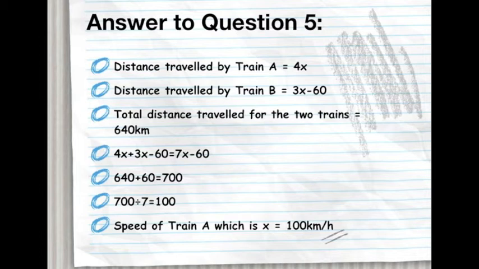640 plus 60 equals 700, as the 60 is transferred over to the equation's other side. So 700 divided by 7 equals 100, as we need to find out what x is, which is the speed of train A. So the speed of train A, which is x, equals 100 kilometers per hour.